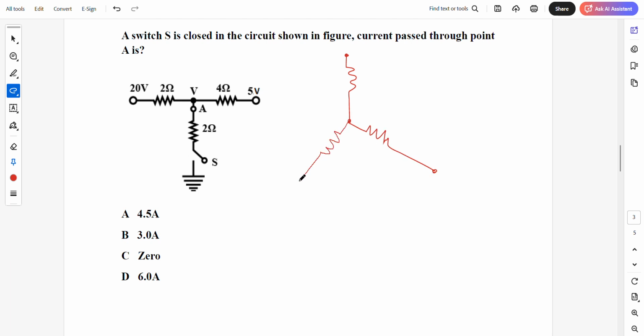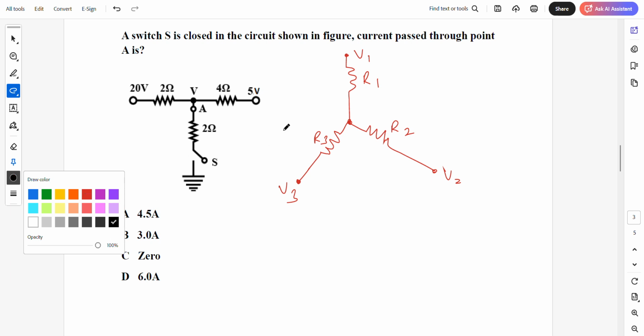This is based on junction law. Let me call this R1, R2, R3, and the voltages V1, V2, V3. This is the junction, and I will call the junction VC.